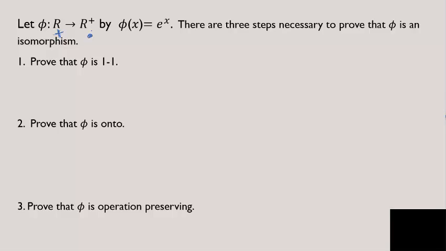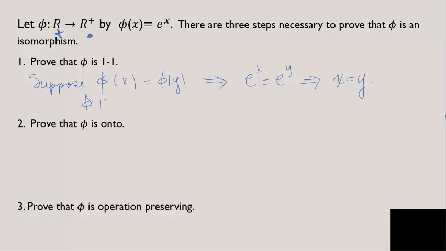There are 3 steps necessary to prove that phi is an isomorphism. We have the mapping. We have to prove it's one-to-one, onto, and that it is operation preserving. So to prove a mapping is one-to-one, we start by supposing phi of x is equal to phi of y. Well, that would mean that e to the x is equal to e to the y, and we know that the function y equals e to the x is a one-to-one increasing function, and therefore we can conclude that x is equal to y. So the function is one-to-one.